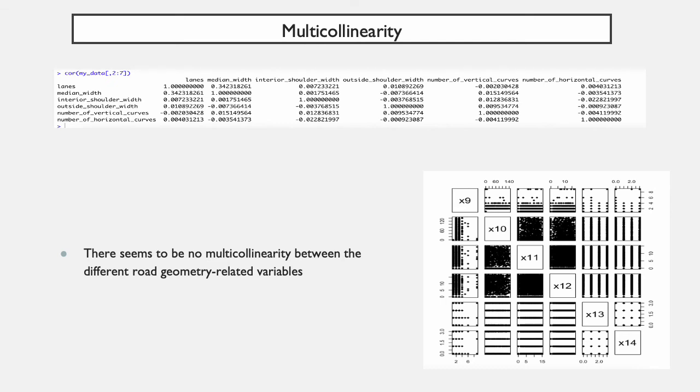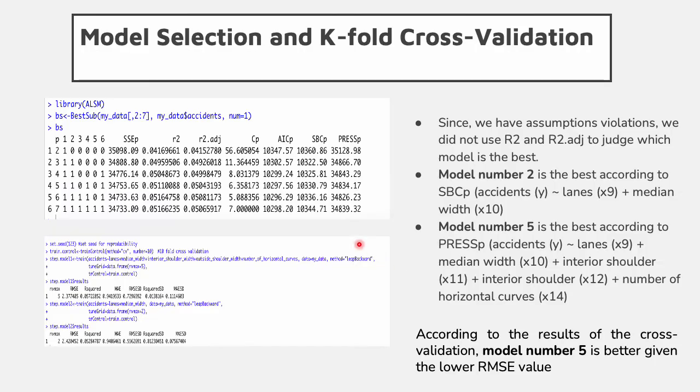We did not find multicollinearity between the different road geometry related variables. As for the model selection and k-fold cross-validation for the candidate models, we had 2 candidate models. The first one is model number 2, and in this model all the predictors are dropped except for the number of lanes and the median width. And the other candidate model is model number 5, in which only the number of vertical curves is dropped.